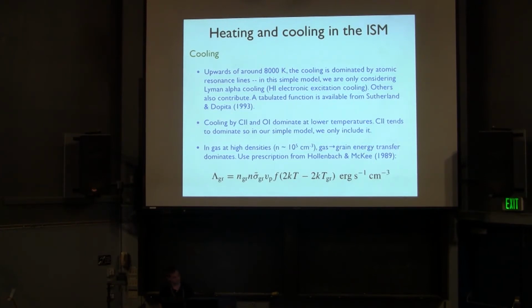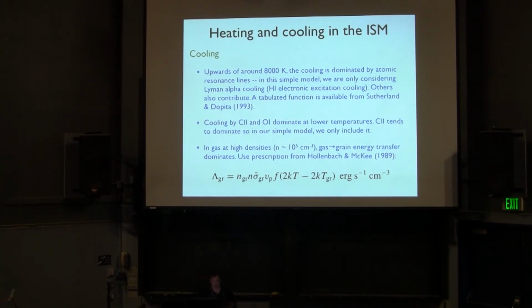You can get a lot of this just by using a tabulated cooling rate, which is available from Sutherland and Dopita 93. They combined all these processes together, and you can use it as a simple tabulated function. What I've done here is not quite do that. I want you to see how it works, so I've actually taken just the Lyman alpha cooling and done that on its own. Okay, so there's a line just for Lyman alpha. That's all we're going to be including in that regime at the moment. And it is the most dominant one when you're at 8,000 Kelvin. As you go to higher temperatures, then it's not quite so effective.